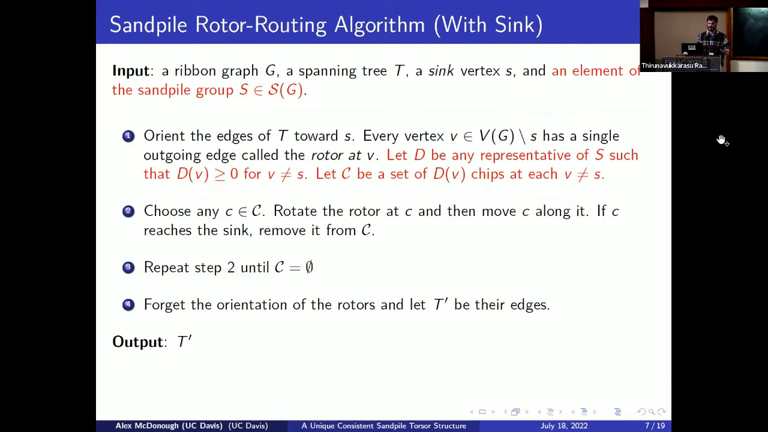Now we're going to give a new version of this rotor-routing algorithm where the input, instead of being a collection of chips, is an element of the Sandpile group. And I haven't proven yet that this is well defined. We'll see that in the next slide. So our input now is we take an element of the Sandpile group, and then we're going to choose some representative of that equivalence class that has non-negatively many chips away from the sink vertex. And we can always do that. You just fire the sink vertex a whole bunch of times and then fire some other stuff.